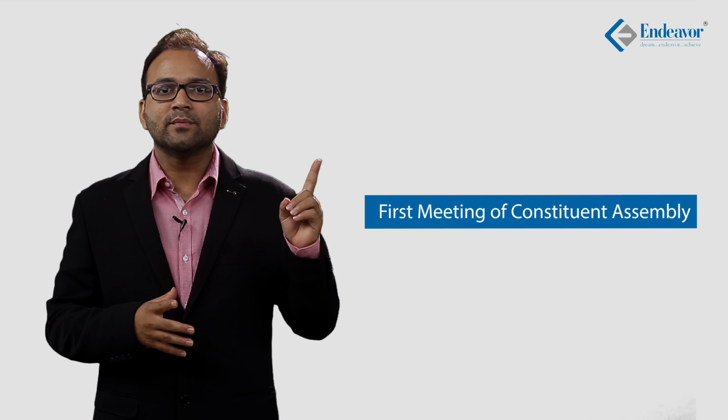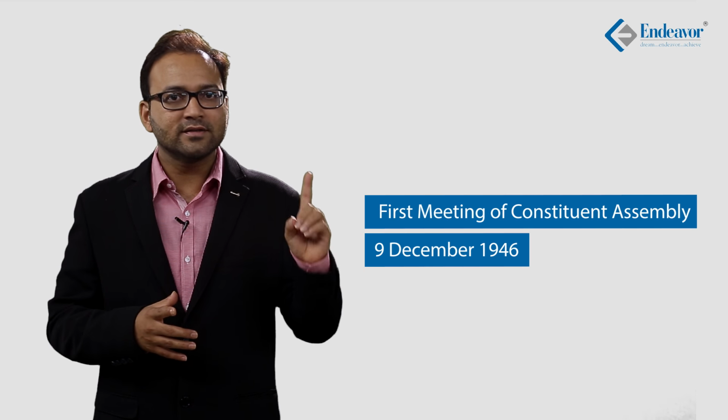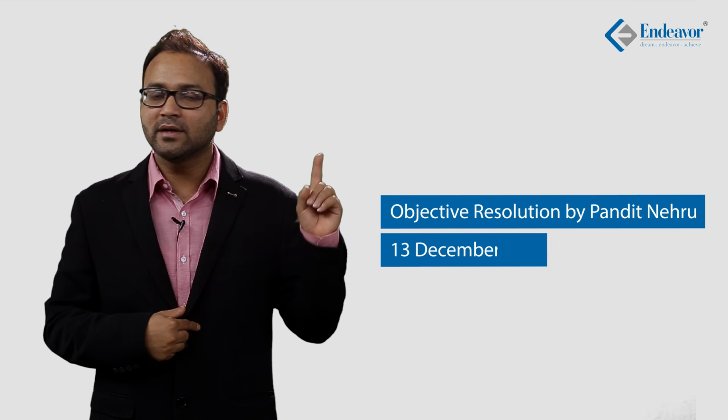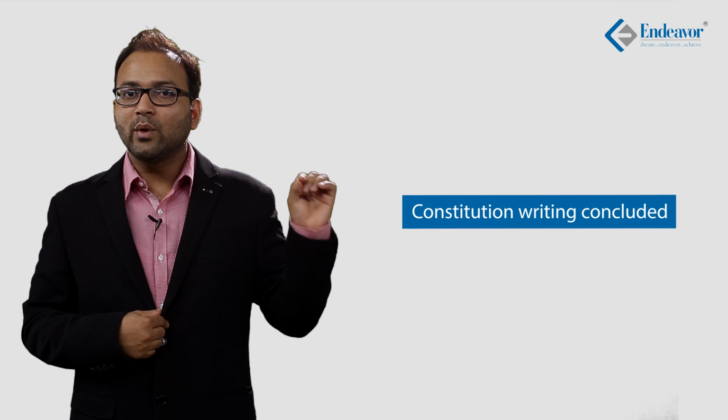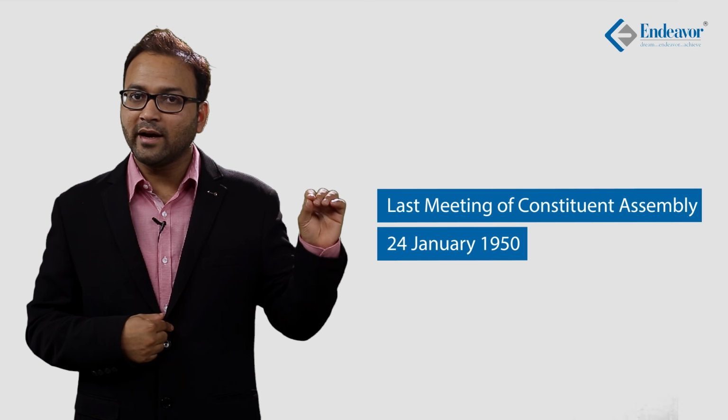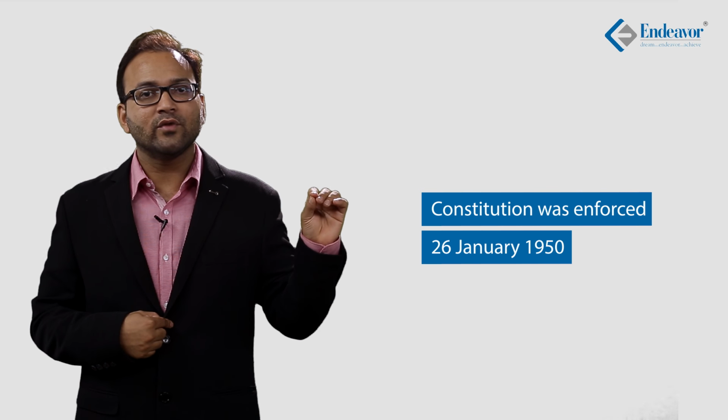Let us first of all look at the timelines. I told you the first meeting of the Constituent Assembly was held on 9th December 1946. The President was elected on 11th December 1946. The Objective Resolution by Pandit Nehru was passed on 13th December 1946. The constitution making process was concluded on 26th November 1949. The last meeting of the assembly was scheduled on 24th January 1950 and the constitution came into force from 26th January 1950.